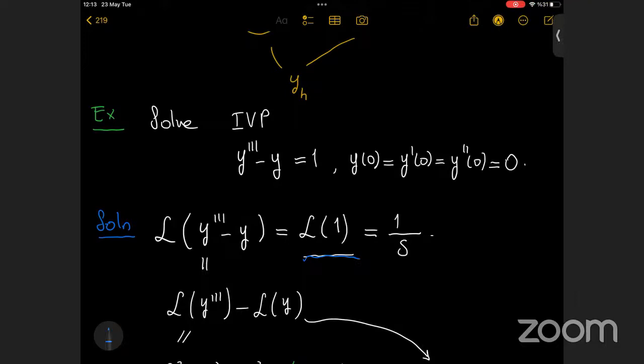But here, we could solve this in different ways. We could do, for instance, if you find the homogeneous solution, homogeneous equation, then find a particular solution and combine it. You can also do it.